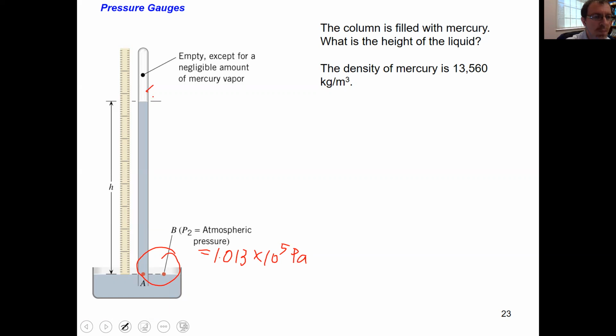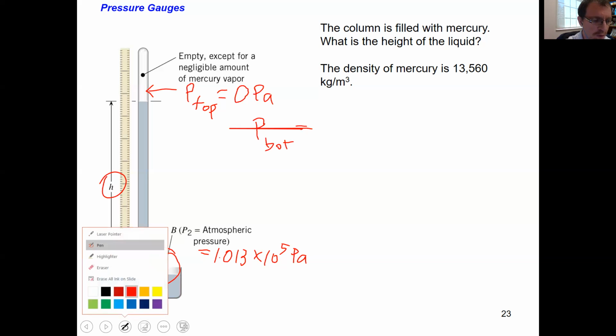Now up here at the top, right there, well, the flask is empty. There's nothing there, literally nothing there except for a negligible amount of mercury vapor. The pressure up top here, the pressure at the top, is effectively 0 pascals. Okay. All right, and the goal here is for us to figure out, well, what is the height of this mercury column? All right, so this is another application of our equation that relates pressure at different depths of a fluid.